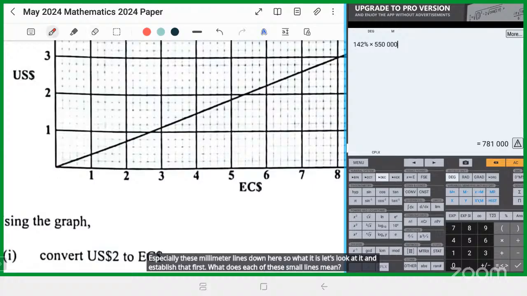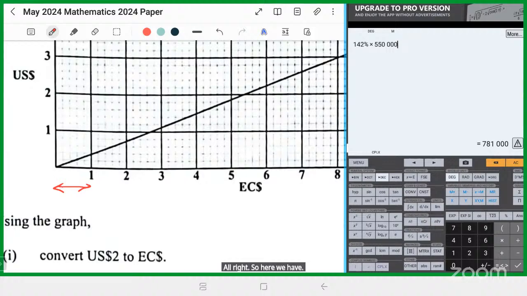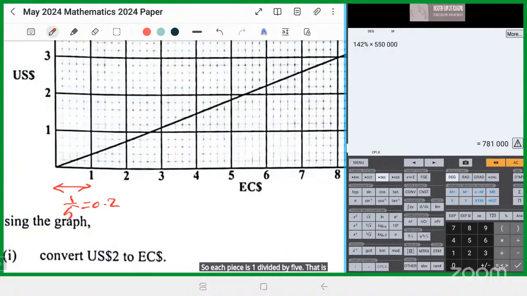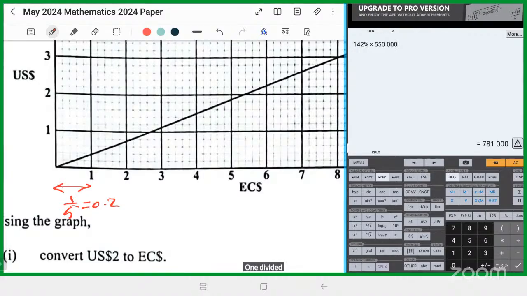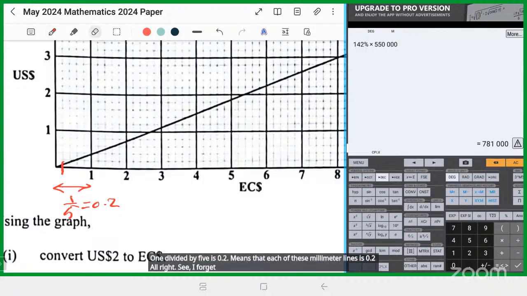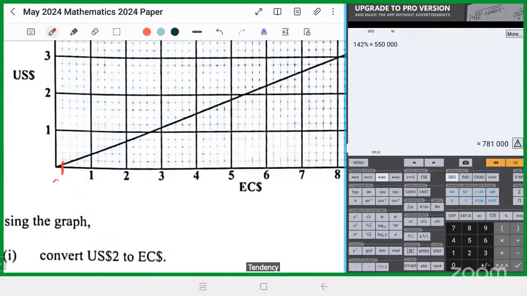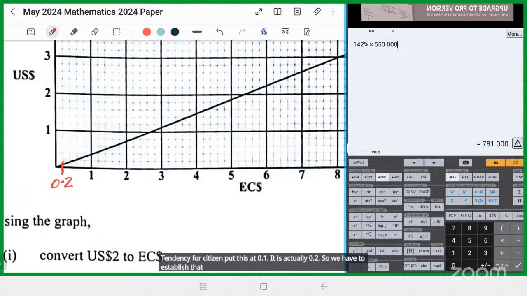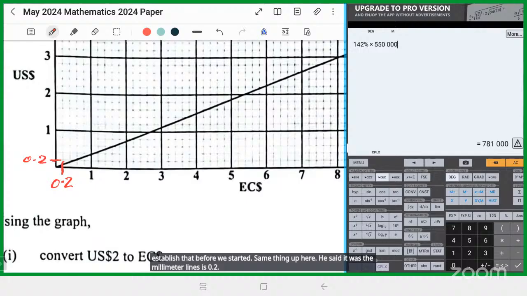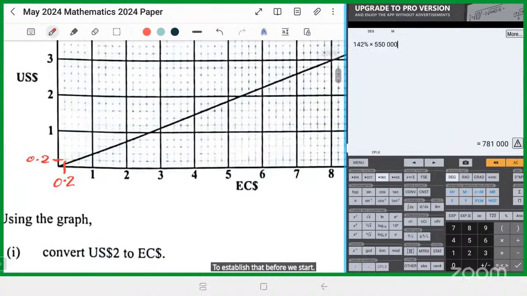All right. So here we have $1 in 5 spaces. So each space is 1 divided by 5. That is 0.2. It means that each of these little millimeter lines is 0.2. All right, so you have to get the scale right before you start using it. The tendency is for persons to just see this and put this as 0.1. It is actually 0.2. So we have to establish that before we start. Same thing up here. Each of those millimeter lines is 0.2. So establish that before we start. Then we're ready to use the graph now.